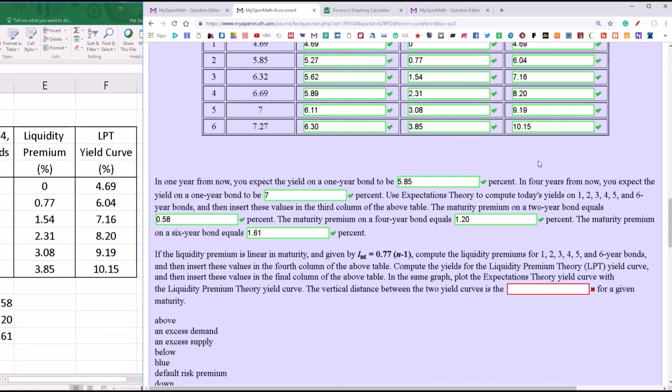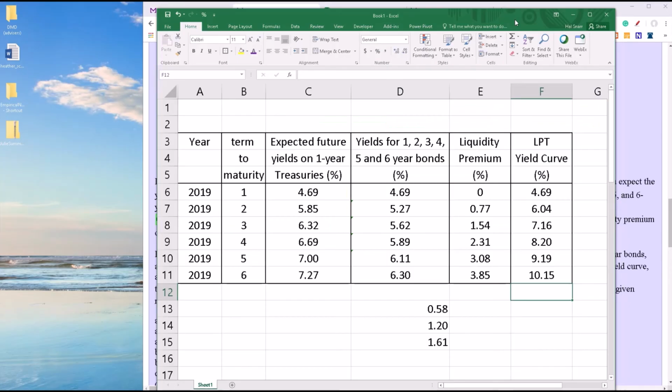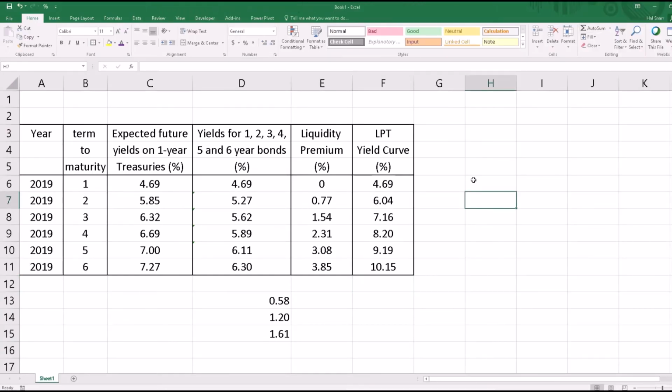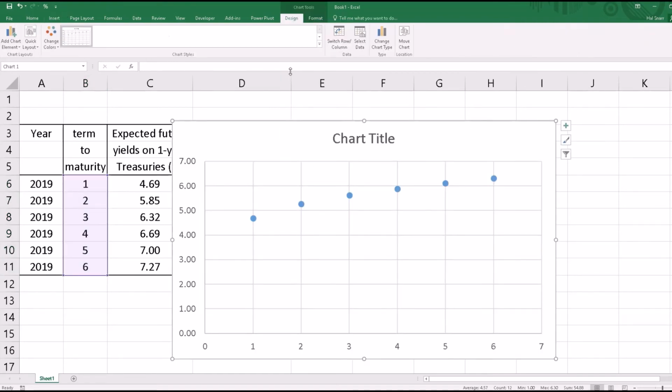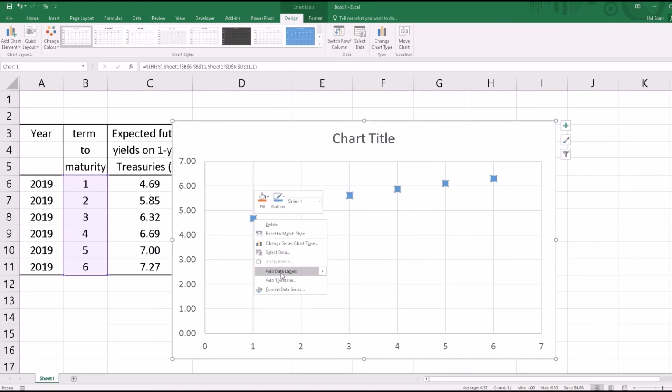Okay, so in this, now what you want to do is in the same graph, plot the expectations yield curve with the liquidity premium yield curve. So let's do that here. I'm gonna highlight this, this is gonna be my x-axis, and this is gonna be my y-axis. So I'm holding on the control button to do this, okay? And then I'm gonna go to Insert, Scatter Plot, okay? And then I can right-click and format the data series.